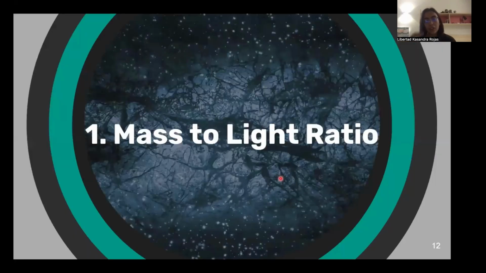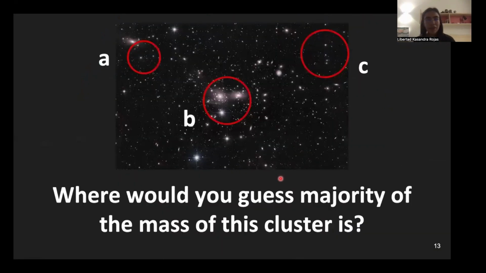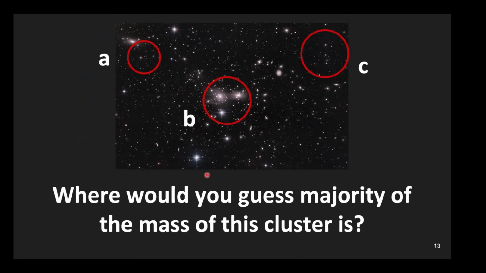The first example of evidence that we're going to see is something called the mass to light ratio. For that, I'd like to begin by asking you to answer this question. Where would you guess the majority of the mass of this galaxy cluster is? Based on what you're looking at, do you think that circle B, circle C, or circle A encloses the majority of the mass?